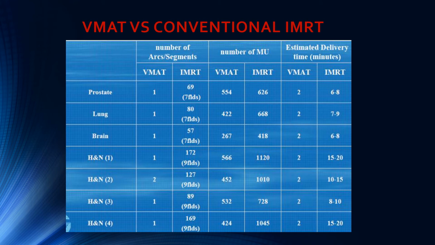Here we have a quick comparison between the VMAT technique and the conventional IMRT. We are going to compare between the number of arcs or segments used, the number of monitor units, and the estimated time of delivery. So we can see that for different kinds of organs, the VMAT would only require 1 arc, whereas in IMRT it requires a different number of fields and a different number of segments. As for the number of monitor units, we can see that in VMAT they are all less compared to IMRT, and as for the estimated delivery time, we can see that in IMRT it varies, but overall it is much longer than the VMAT, which most likely takes 2 minutes.